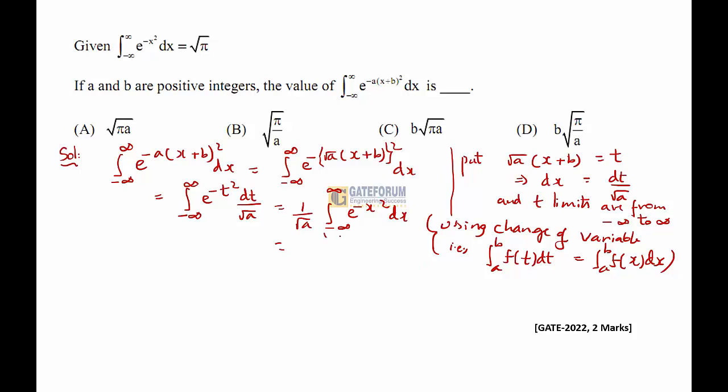So this value is given as root pi. 1 by root a into root pi. So this is root of pi by a. So this is the answer. Accordingly, the option is B. This is the end of the question.